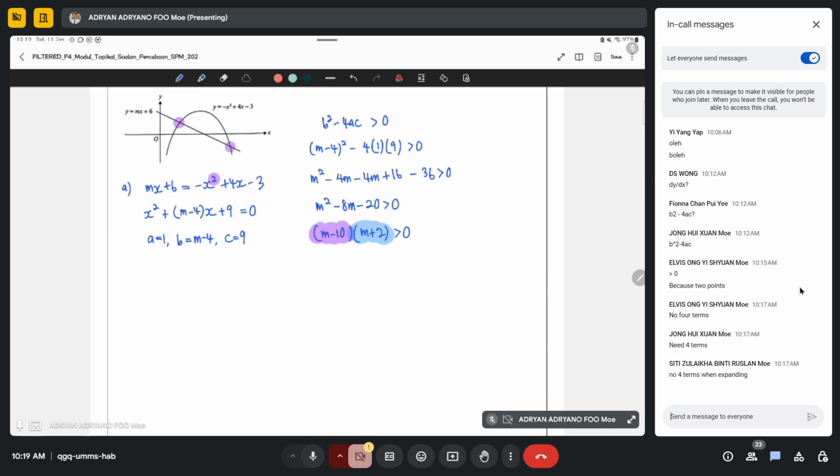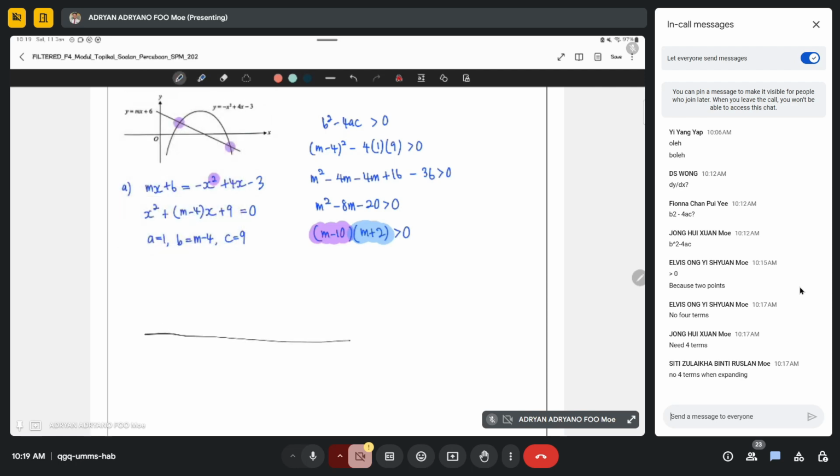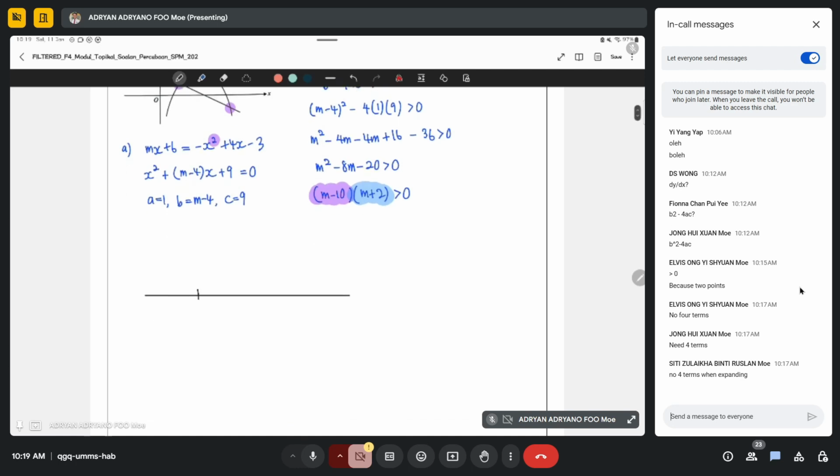Okay, now what is a number line? So you just draw a number line, okay, and then 你放你的两个 root values. So we got negative 2 and 10. Okay, this is your number line. And then you put m because now we are finding the range for m. Okay, so this is your number line.